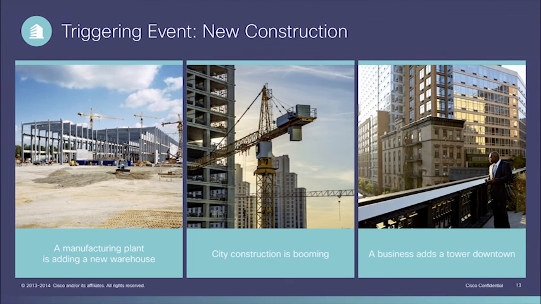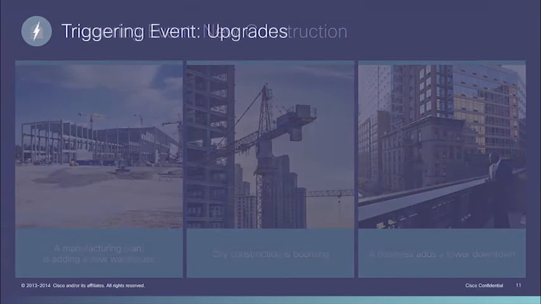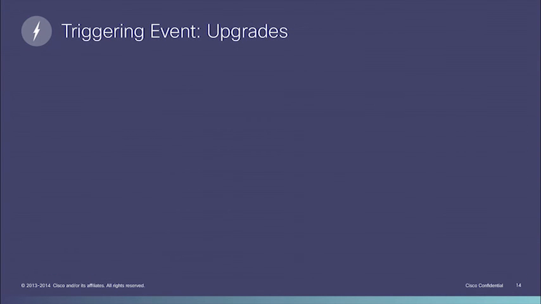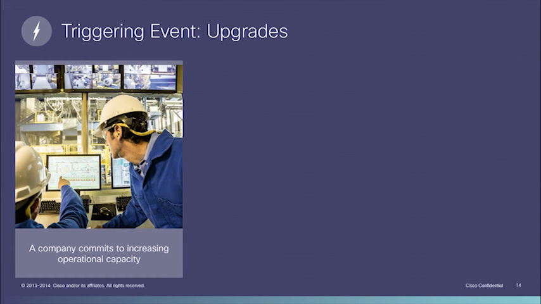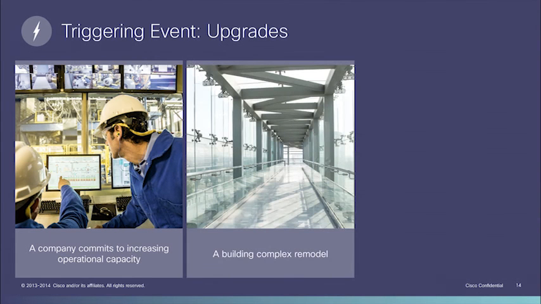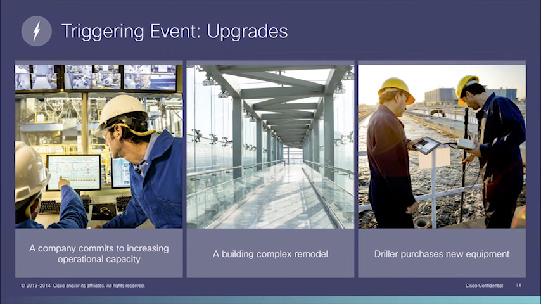And a new business tower means wireless, security systems, and energy management. An upgrade event can also drive significant IoT opportunities. Look for upgrades to systems, software, and equipment. A company committing to increasing their operational capacity needs automation and real-time visibility. A building undergoing a complex remodel needs security, workspace solutions, and energy management. And an oil and gas company buying new equipment needs remote operations capabilities and mobile worker communications.